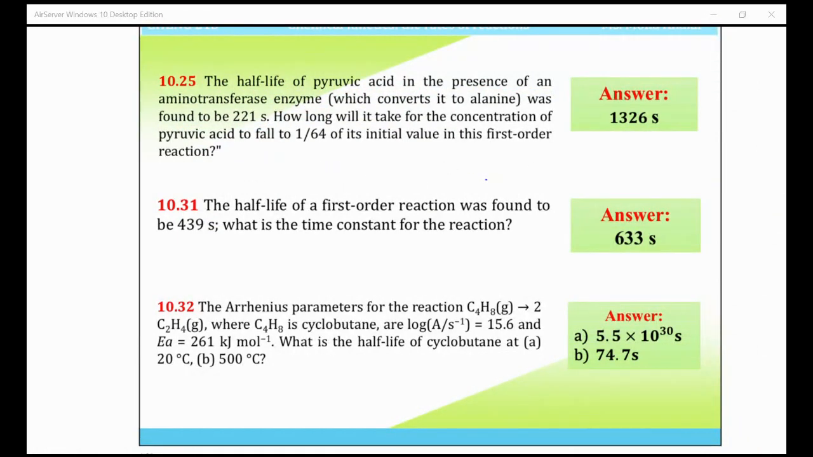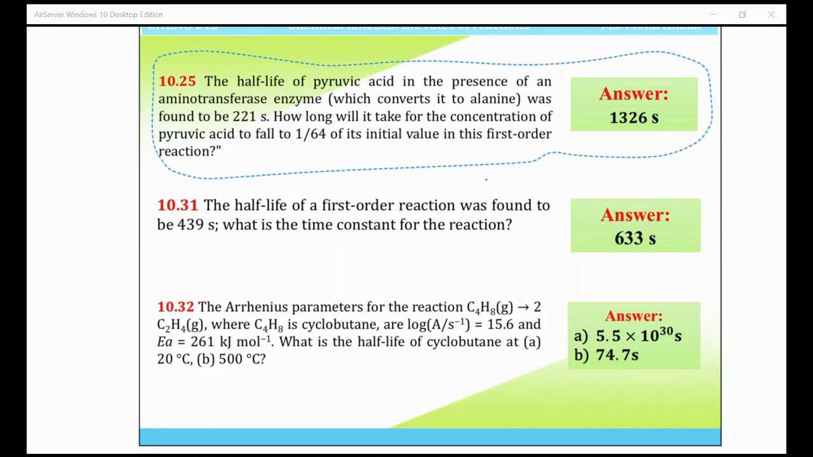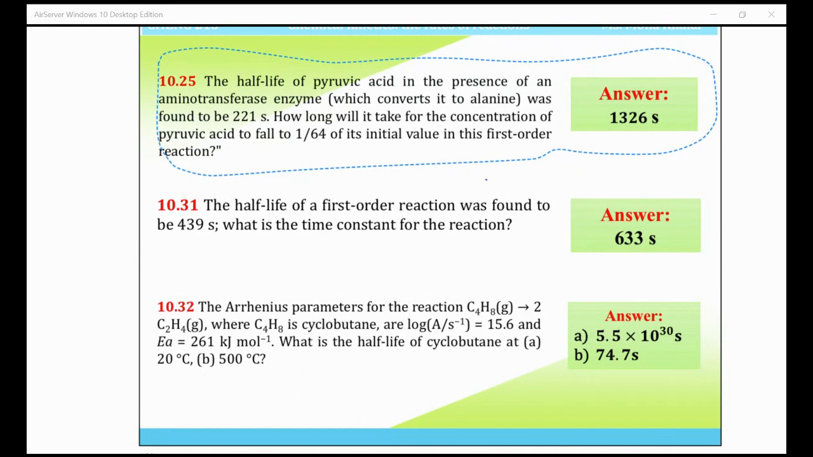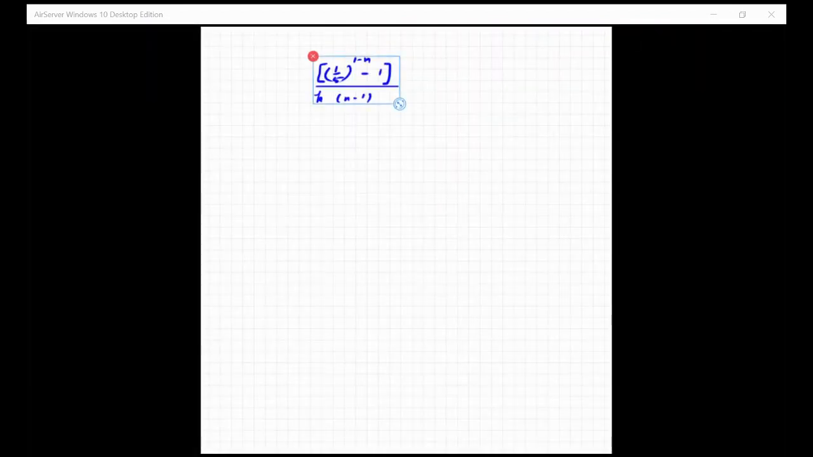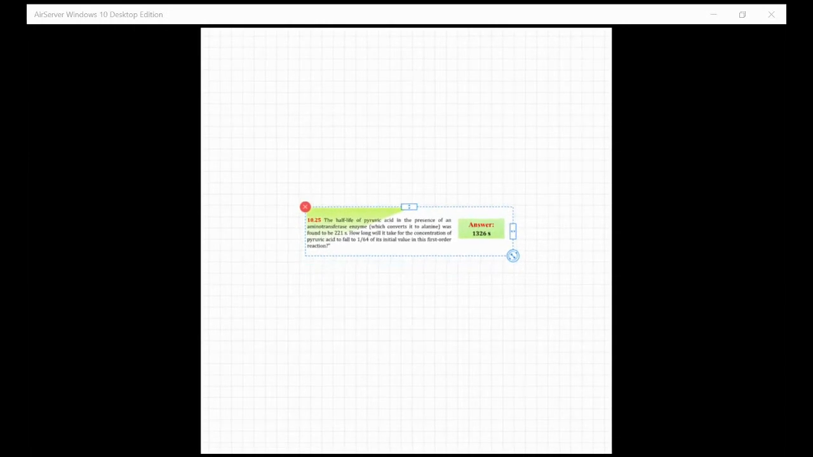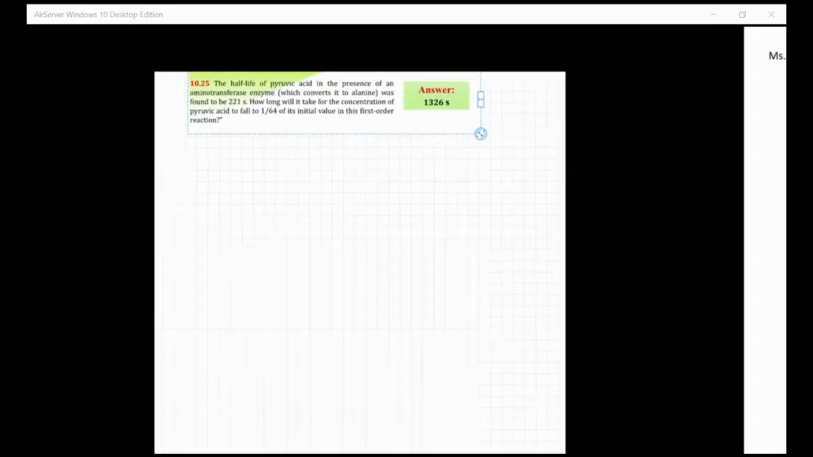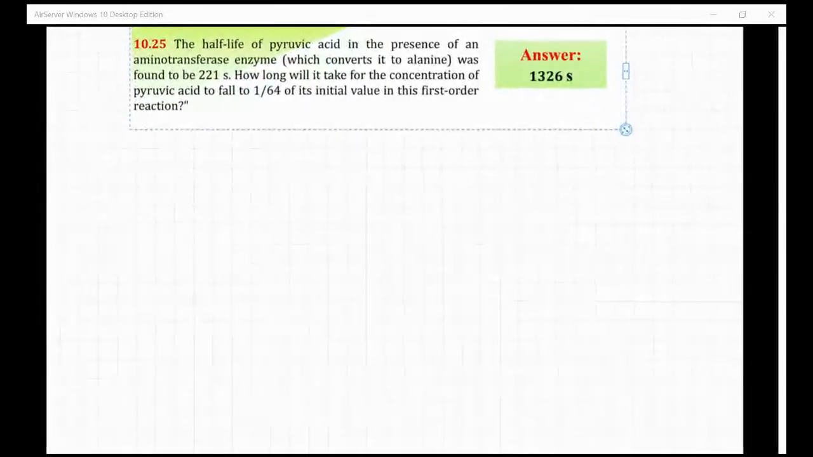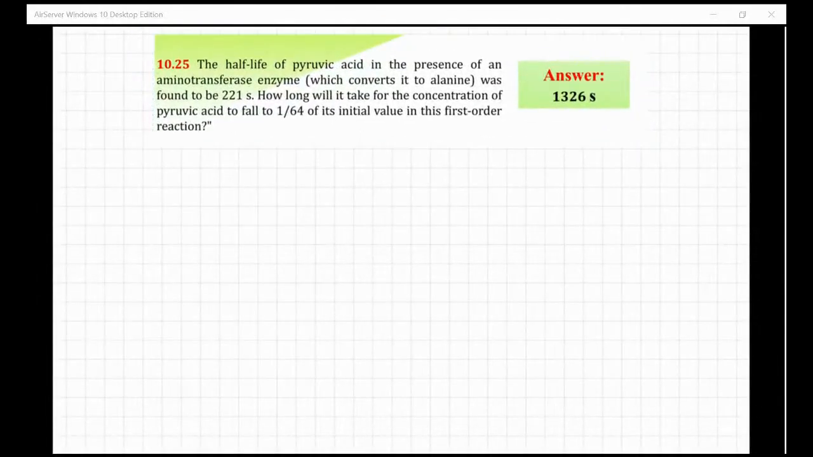Let me just copy this and use it. It's important that we know the reaction is first order. So let's now look at it. What do we have here in this question? As we said, the question says it is first order.